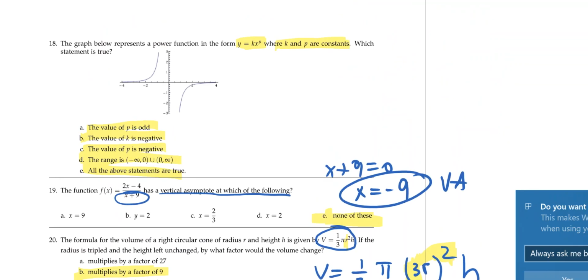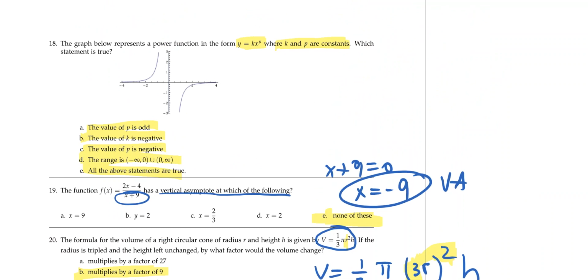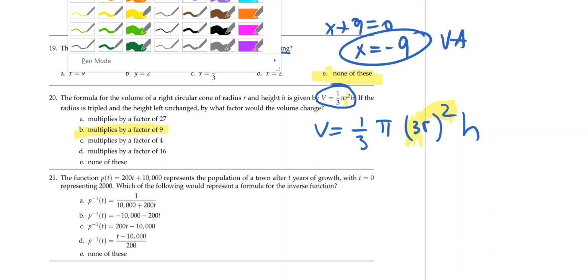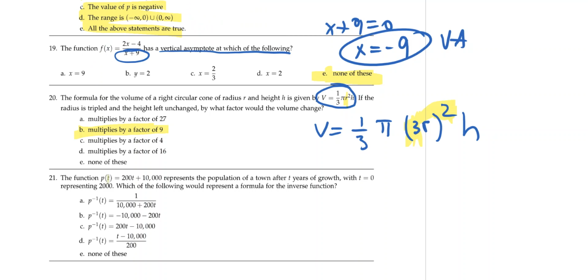All right, so let's look at number 21. Number 21 says that the function 200t plus 10,000 represents the population of a town after t years of growth. So this is p of t. And then they're asking us to find the inverse. So for this one, you need to remember the steps for finding an inverse.